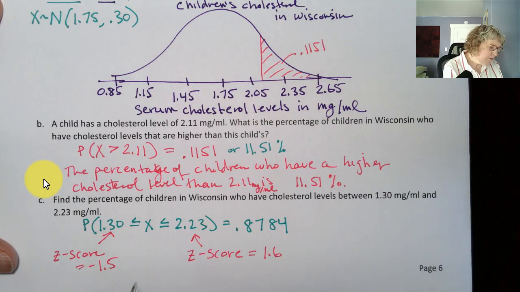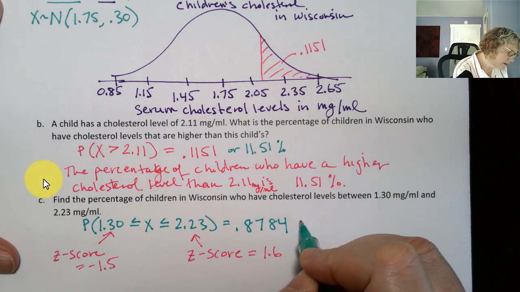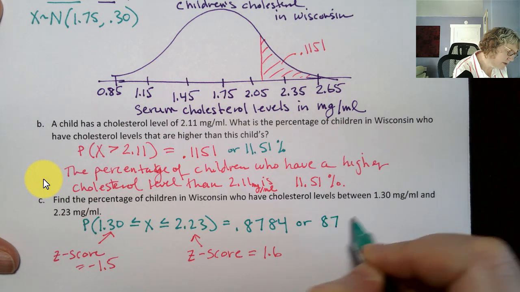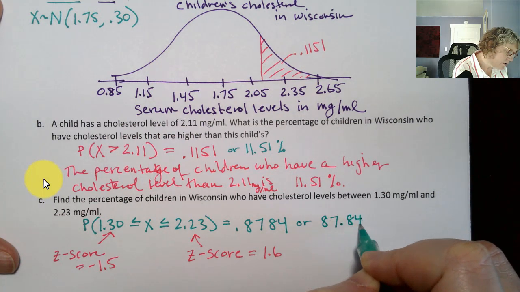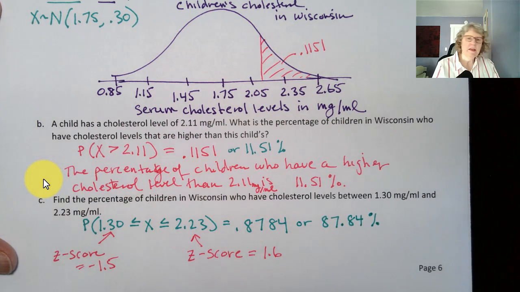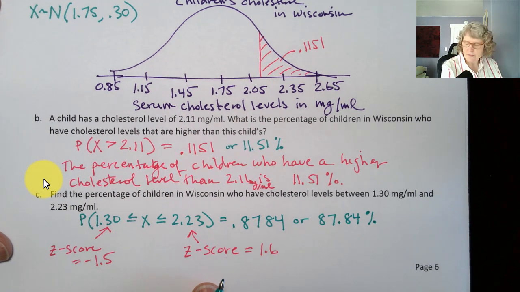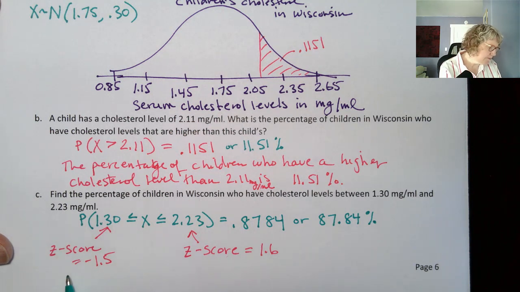Okay, so the probability of being between 1.3 to 2.23 is 0.8784. Okay, and it's written in terms of percentage, so I could also change that to a percentage, 87.84%. And then on the output for Statlet, it also shows me the z-score for each value. So we've looked at z-scores a little bit already. We're going to return to that in the next video. So I just wanted to show you that as well.